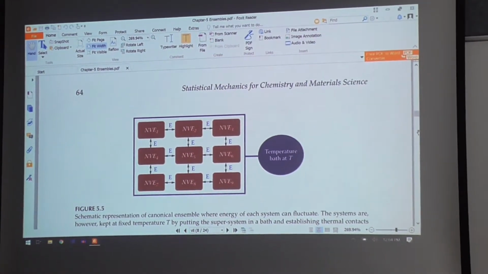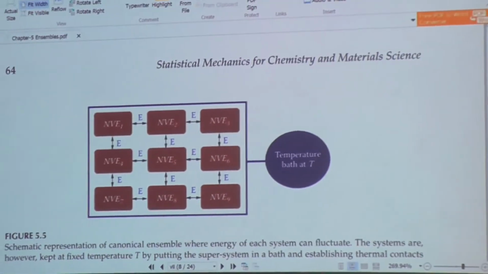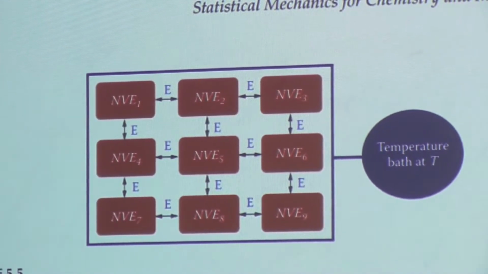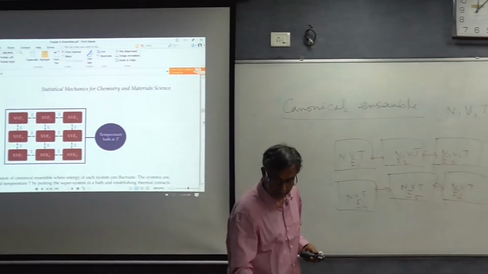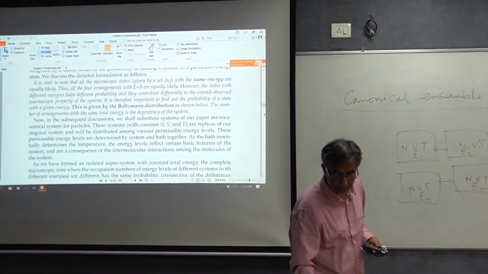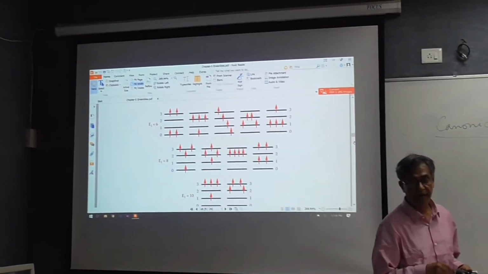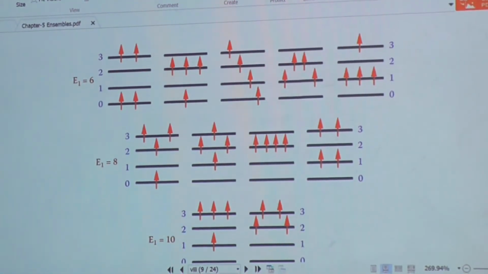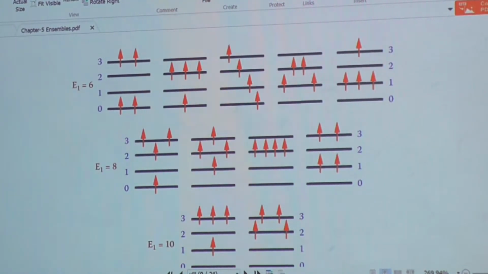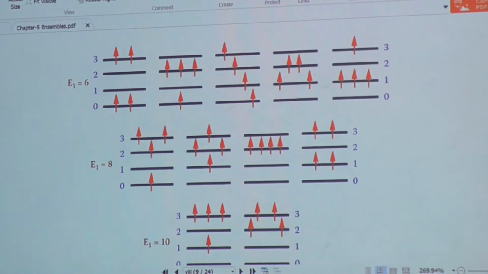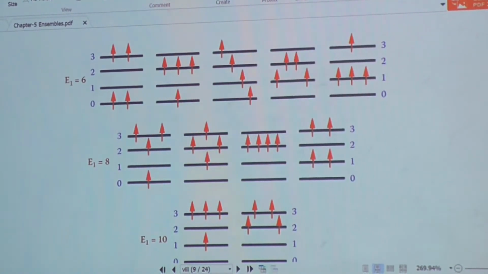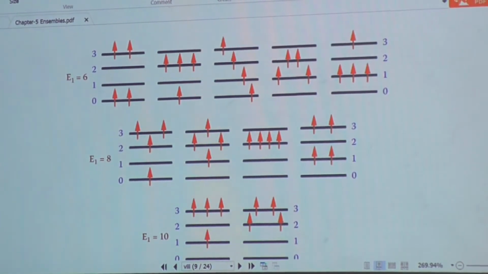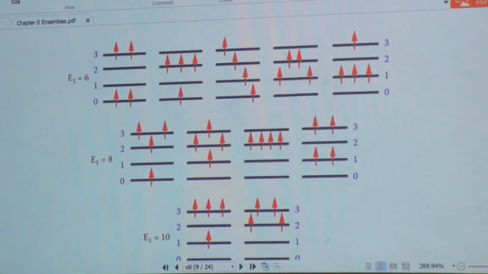So what is the difference between canonical and microcanonical? See, I did this example before in microcanonical. We had only 4 states. The reason is that our energy was fixed. We said given a total energy 8, 4 states between 0 to 4, how many ways can I do it? There are 4. Now I allow energy to be different.